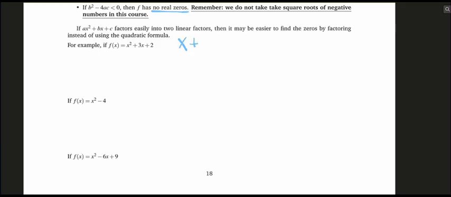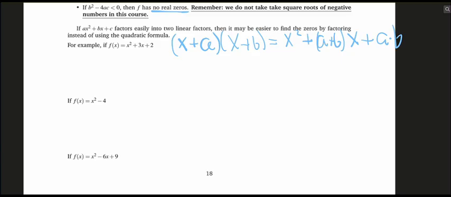Recall this identity from high school algebra. x plus a times x plus b is actually equal to x squared plus (a plus b)x plus a times b. So we have x squared, multiplied x squared on its own like this, plus (a plus b)x plus a times b, sorry.